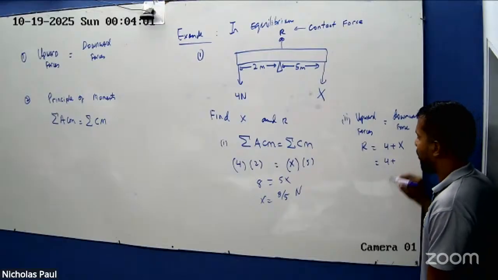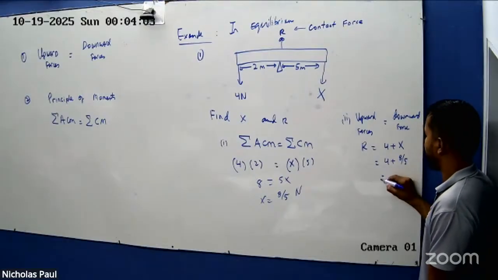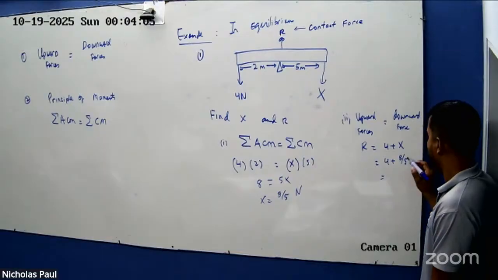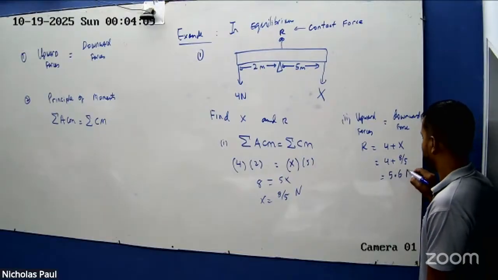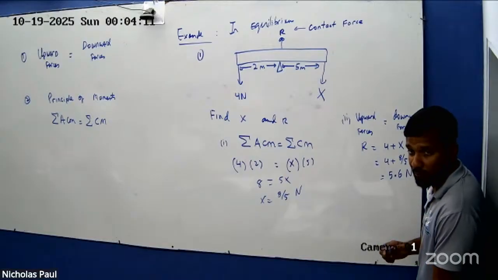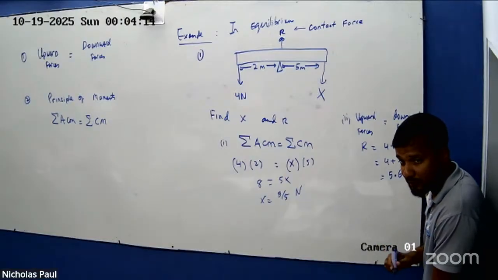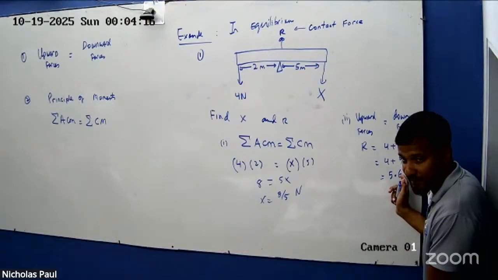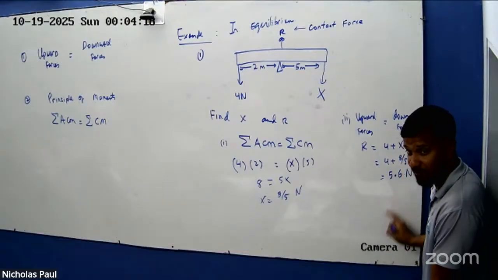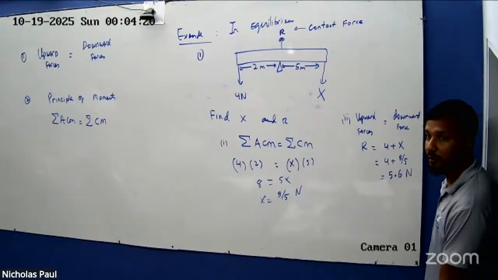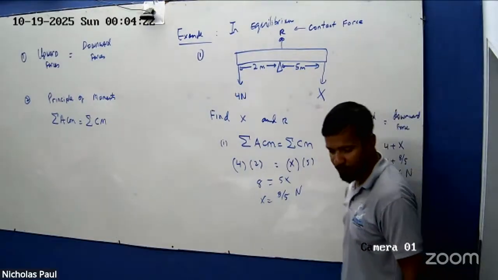So that's 4 plus 8 over 5. That's okay? That's what? 5.6. Are you okay with that? That's it. So you can see. All right, copy it up. Let's go again.